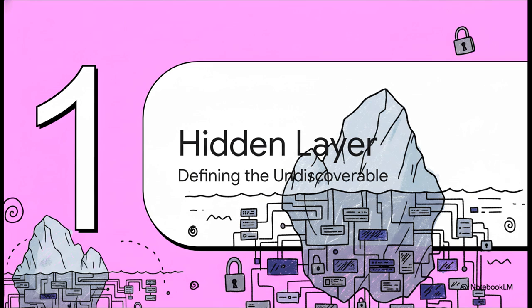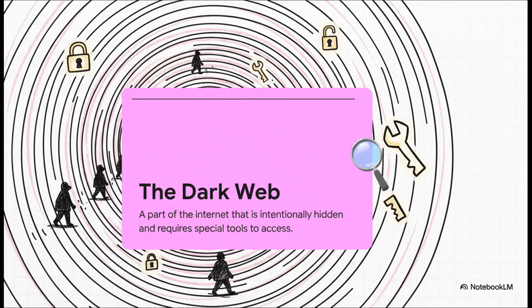Okay, so first things first, the web we all know and use, the one you're on right now, it's really just the tip of the iceberg. Seriously, most of the internet is actually hidden from plain view. So what exactly is the dark web? Well, to put it simply, it's a part of the internet that is intentionally hidden. You can't just accidentally stumble upon it with Google or Bing. The whole point is that it's designed to be undiscoverable, and you need special tools just to open the door.